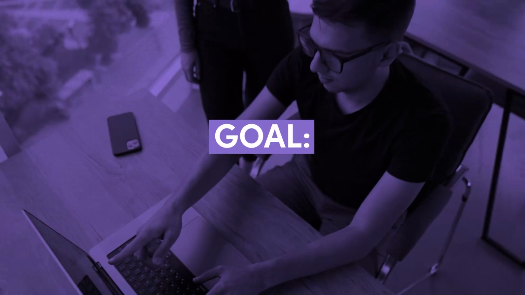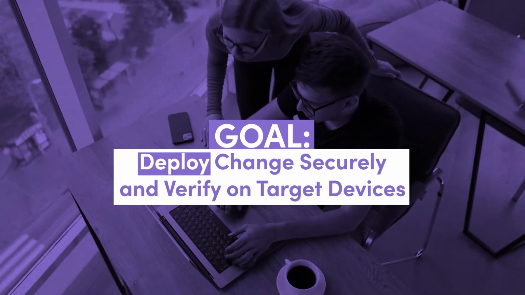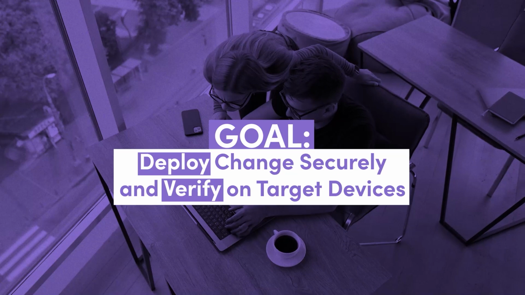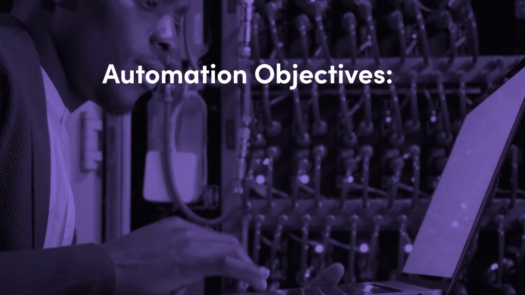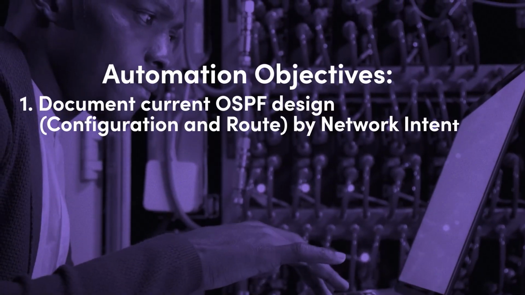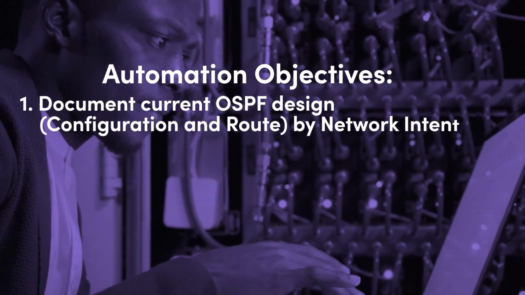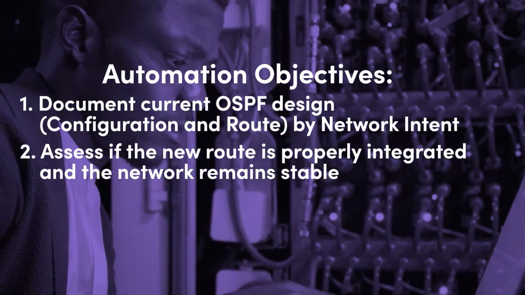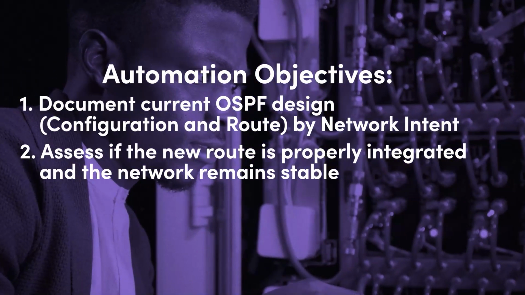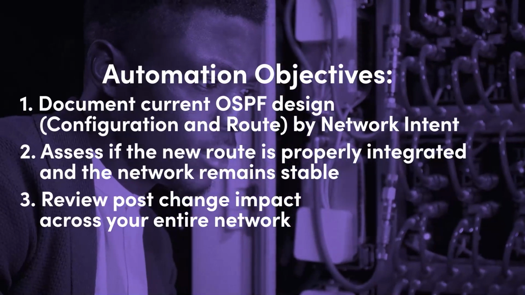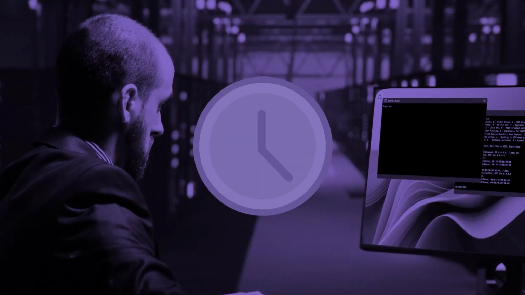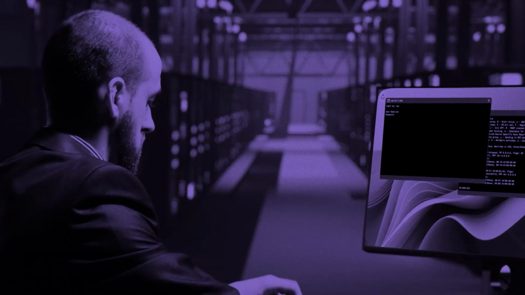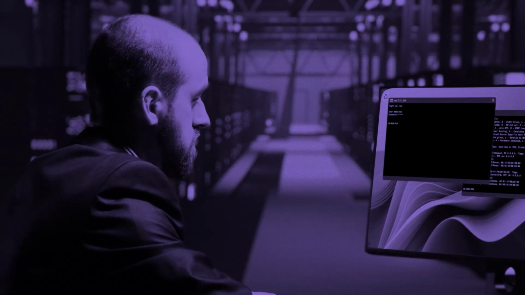The goal is simple. We need to deploy this change securely and verify if all target devices only get the new route entries. The automation objectives for us then will be, first, to document the current OSPF design and the route tables pre-change. Second, assess if the new routes are properly integrated. And third, review and assess the post-change impacts via a change dashboard. What we are targeting here is the highly tedious process of logging into multiple devices and assessing the change, thereby also eliminating any human errors.